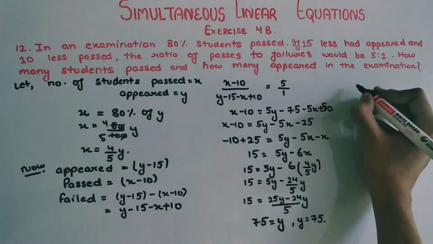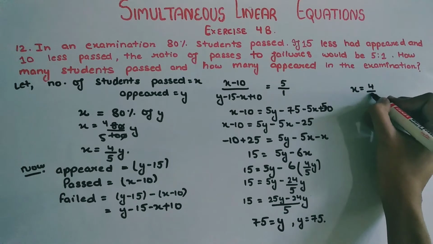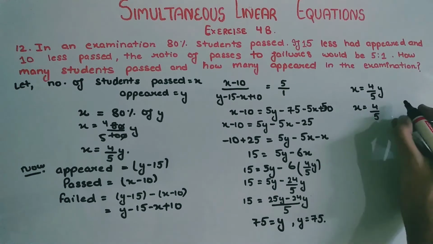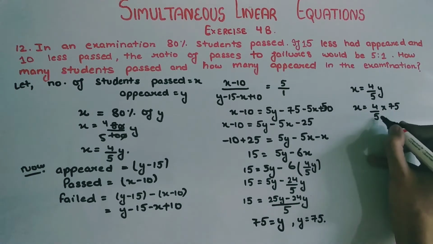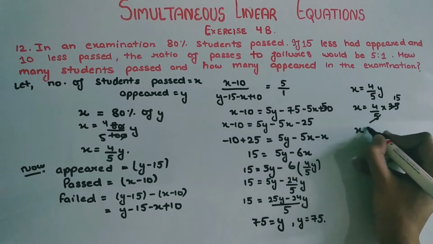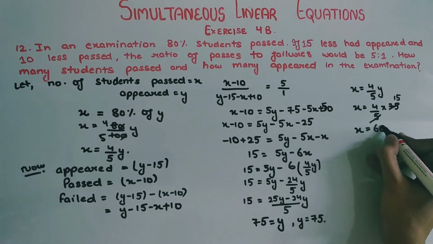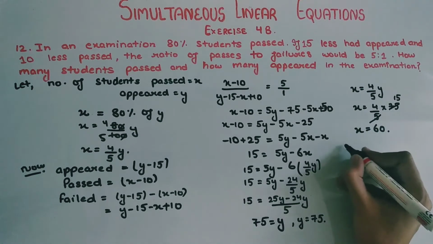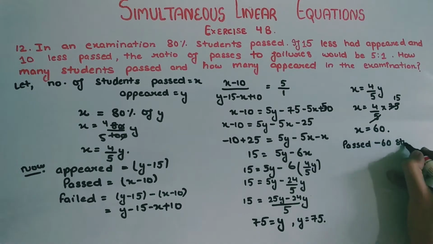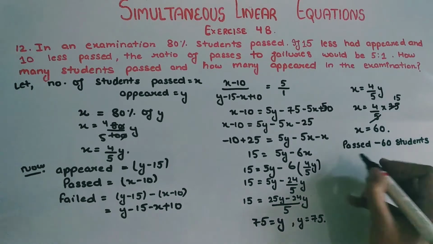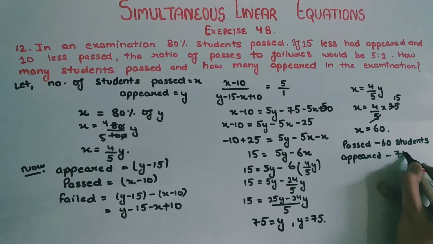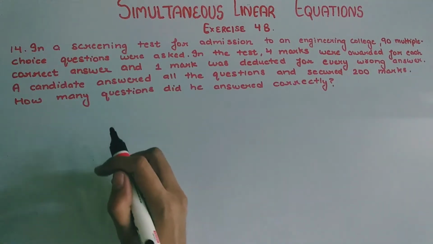Now we will find the value of x. We have x, that is 4 divided by 5 into y. That is 4 divided by 5 into the value of y, 75. This will get cancelled. 5 15s are 75. 15 multiplied by 4, that is 60. The value of x is 60. x was the number of students that passed. Means 60 students passed, and the number of students that appeared in the examination, that was y, is 75 students. We have the next question.